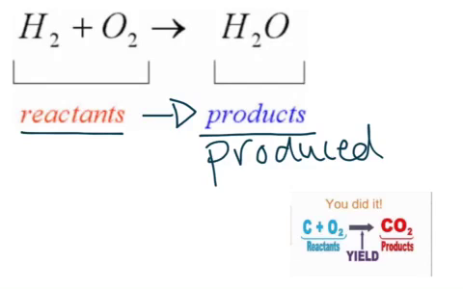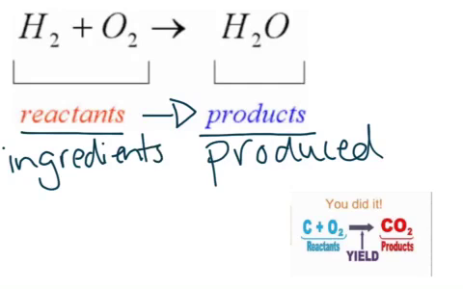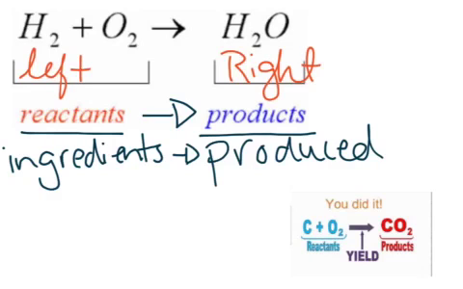So the reactants are like the ingredients. It's what we start with. So it's like the ingredients of the cake. And then the products are what is produced during the chemical reaction. The reactants are on the left side of the chemical equation, and the products are on the right side of the chemical equation.